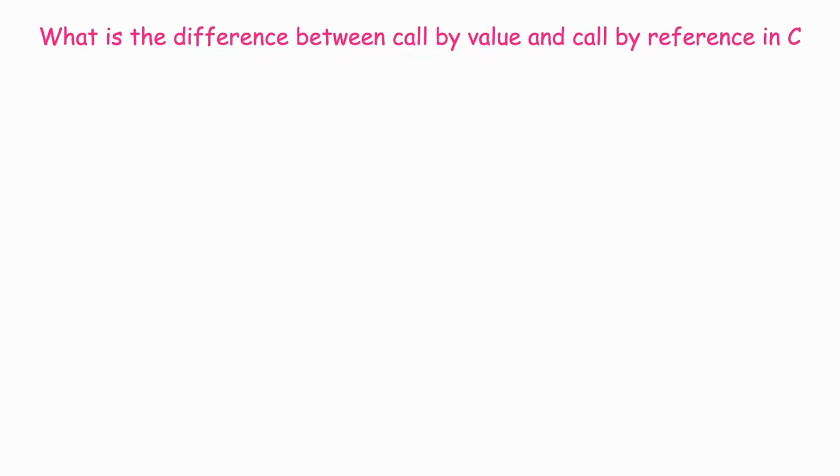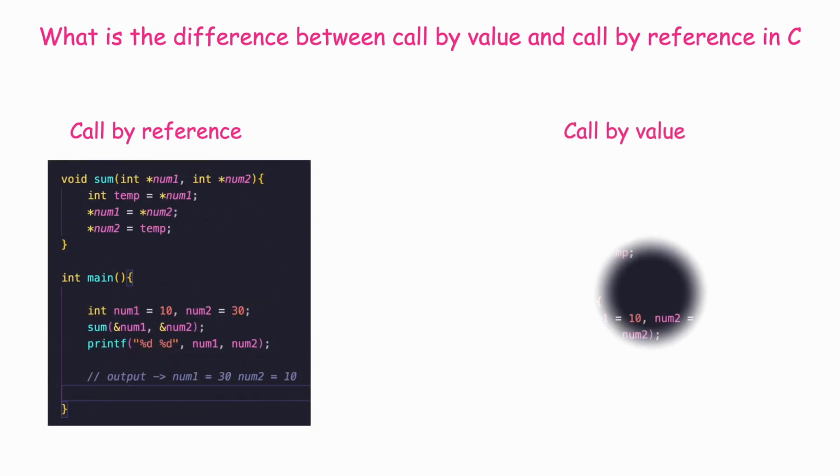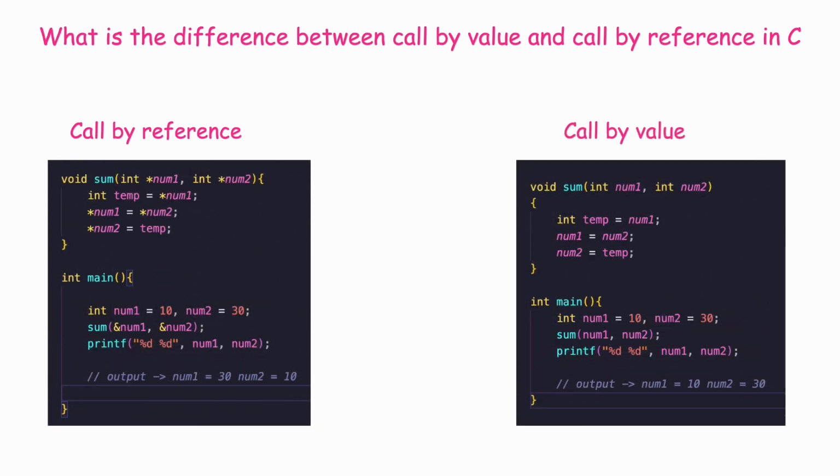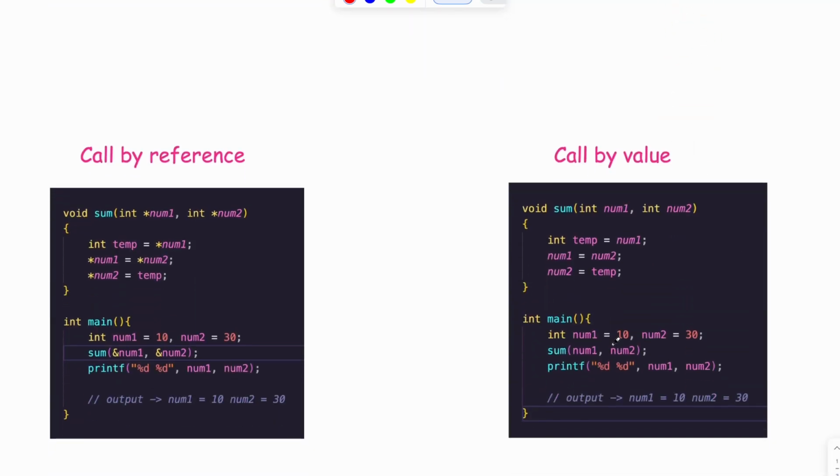The next question says: what is the difference between call by value and call by reference? So this is my call by reference and this is my call by value. What is the difference between these two? Just observe both code snippets clearly, how I pass the variable to my function called sum. Here, if you check, I have passed the address, but here I have passed a normal variable. So how does it look? Let's check. Now these are the two code snippets.